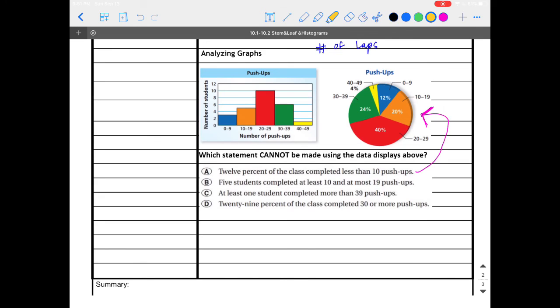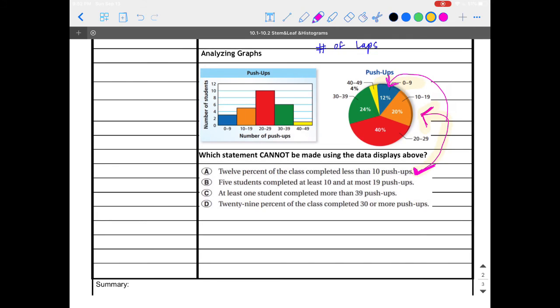So over here, we see the pie chart, and that would tell us the percentages of push-ups that students were able to complete. So this question says 12% of class completed less than 10. So less than 10 would be referencing 0 to 9, and it said 12% of class completed that. When we look at that part of the pie chart, we see that it does say 12% as displayed right there. So that would be true. So that statement can be made. So that one's true. We will move on.